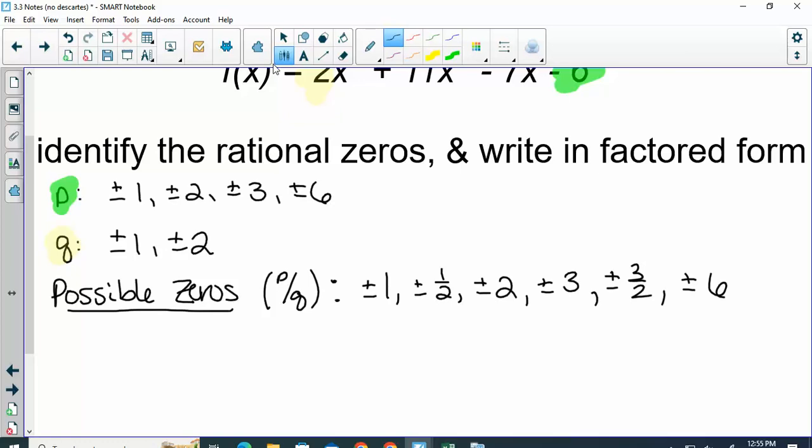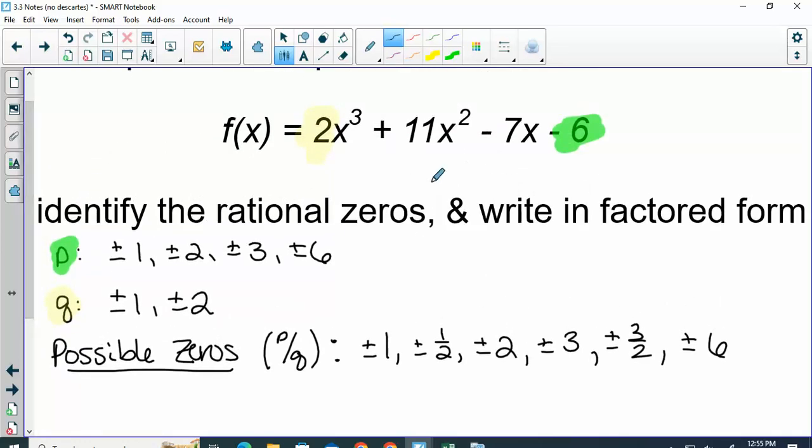And we need to find one that works, and then that would be the equivalent of me giving you that first 0. So there are options for that. We could just start plugging those in, couldn't we? We could grab a calculator and plug them in. So if you put in a 1, 2 times 1 cubed, plus 11 times 1 squared, minus 7 times 1, minus 6.